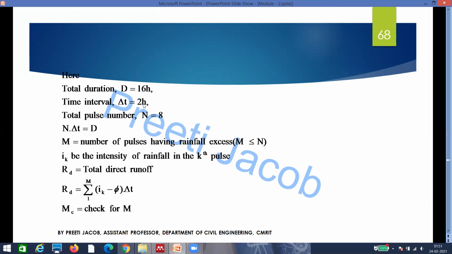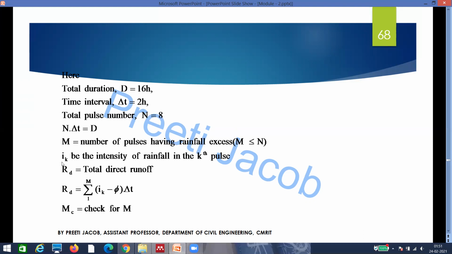Why I'm specifying this is that when we do the problem, it's quite important. Total pulse number N is equal to 8. And we have the relationship N into delta T is equal to D, that is 8 into delta T, 2, is equal to 16. Now, M is the one which satisfies the condition. M is basically the number of pulses having rainfall excess. Remember, rainfall excess or effective rainfall is the amount of rainfall after infiltration and initial losses. Okay, that is your rainfall excess.